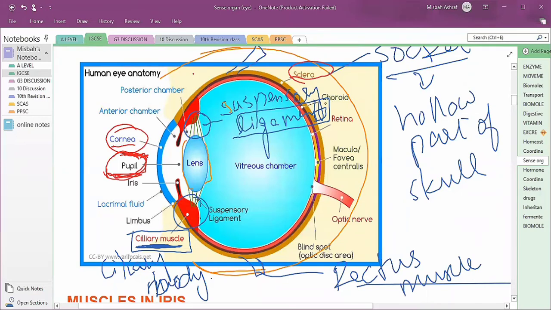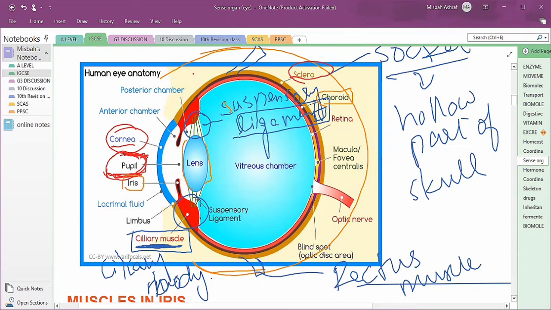The second layer is known as the choroid. The choroid has blood vessels in it, and it is of dark color because of the pigments. Some pigments might be present in this. This choroid has blood vessels, so it supplies oxygen and nutrients to the cells of the eye. At the front, this choroid bends and forms two bands which are known as the iris.